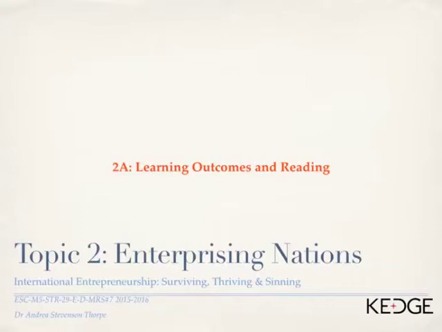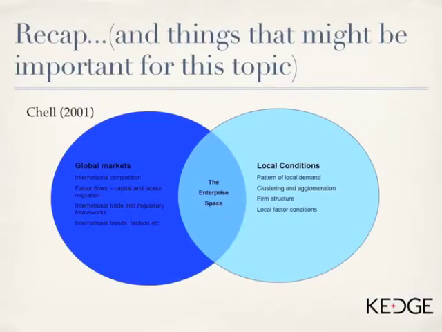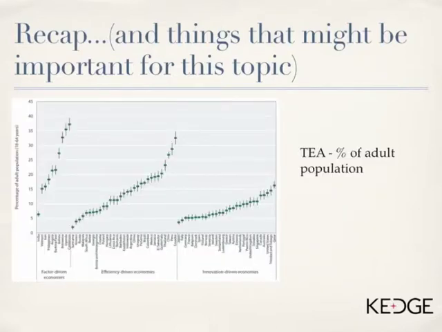Let's start with a bit of a recap on what we've done previously. So remember, we looked at two specific areas. We looked at global markets, and we also looked at local market conditions. We looked at how these come together and combine to create an enterprise space. So one of the important things to take away from the first topic area is how different nations differ on their extent to which they're involved in enterprise. Some countries are entrepreneurial and other countries are less entrepreneurial.